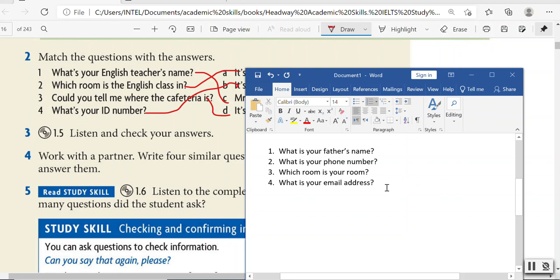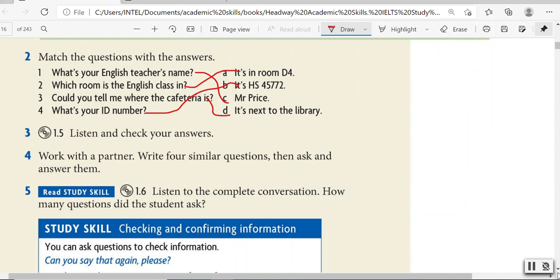I wrote 4 questions for you, and also you can write down 4 questions and ask your friend. What is your father's name? What is your phone number? Which room is your room? What is your email address? Okay, you can ask 4 questions and you can ask your friend.